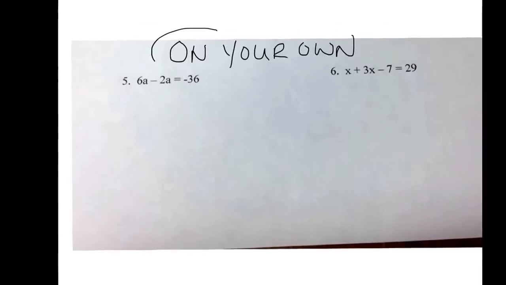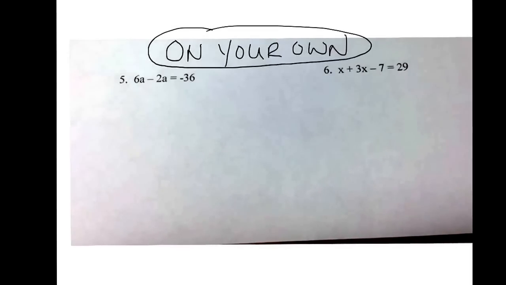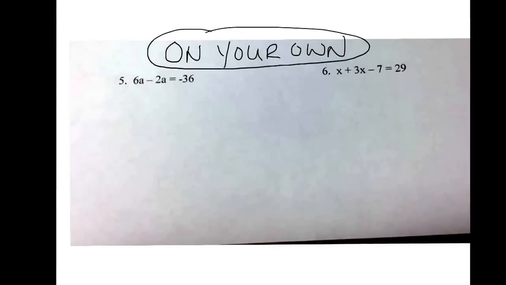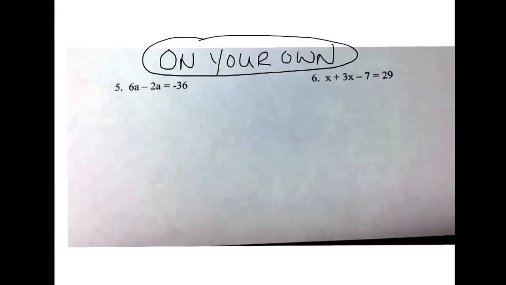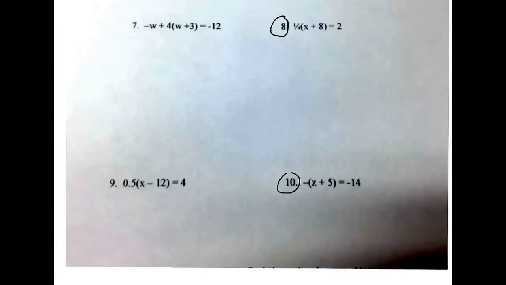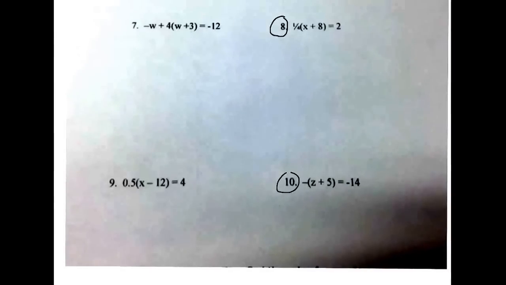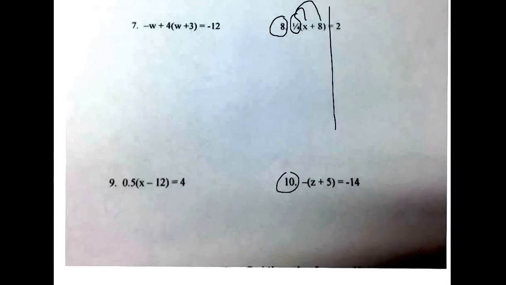I want you to do numbers 5 and 6 on your own. You can pause the video here and complete those, but these need to be brought back complete. Next slide. Number 8, again, we're going to distribute. Here's our distributor. 1/4 times x, 1/4 times 8. Draw our line down. 1/4 times x is 1/4 x. 1/4 times 8 is 2, equals 2.